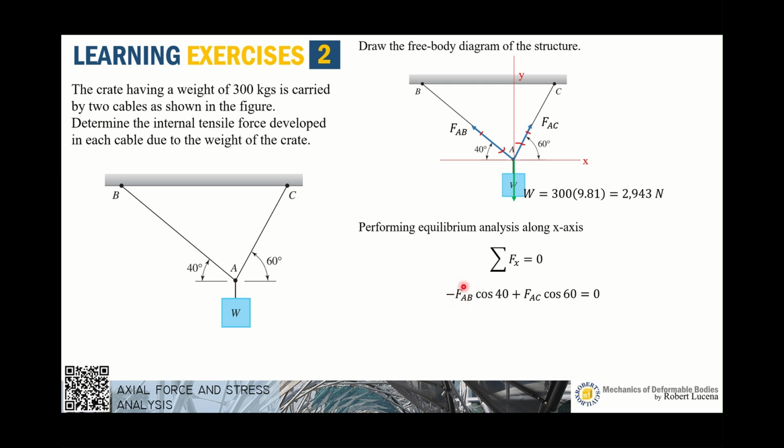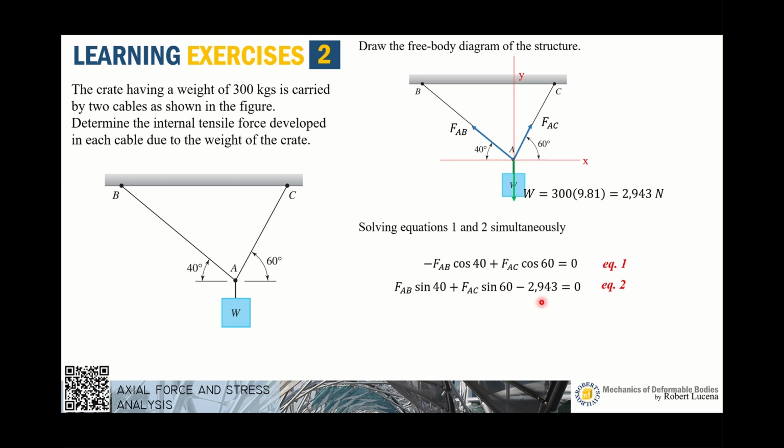Now we have to look for another equation that involves FAB and FAC. We cannot solve these two unknowns using only one equation, so we use summation of forces along y. Summation of forces along y, we have the y component of FAB, so that's FAB sine 40 plus FAC sine 60. Don't forget the load, minus 2,143 equals 0. And that is your second equation that involves both FAB and FAC.